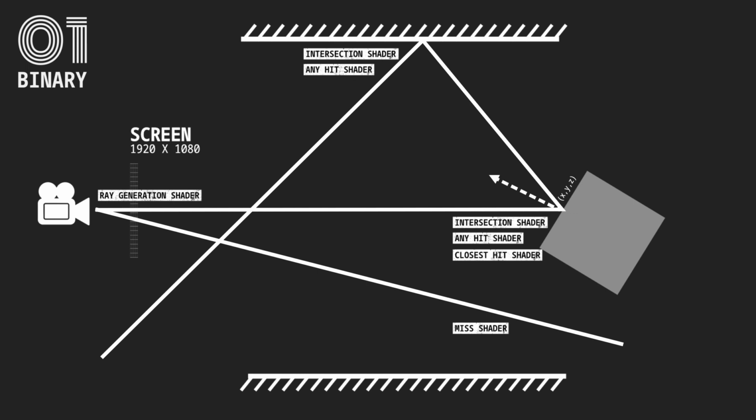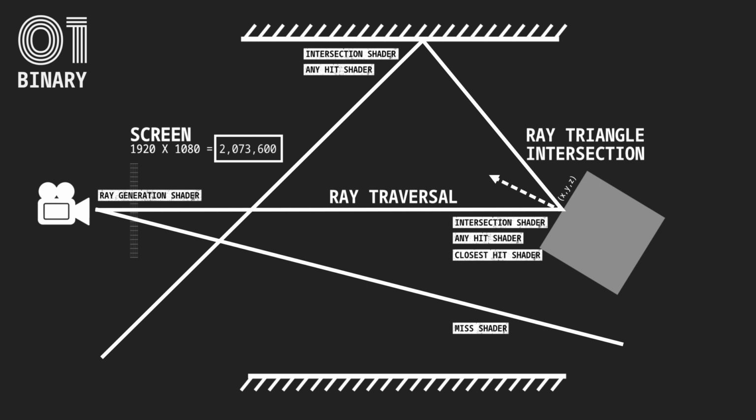For a full HD resolution, this would mean performing ray tracing for more than 2 million times. No doubt, ray tracing has historically been so slow. The ray traversal process and the ray triangle intersection process, which calculates the point of intersection, are the two most intensive processes in ray tracing. The RTX algorithm optimizes these two processes using an acceleration structure called bounding volume hierarchy.